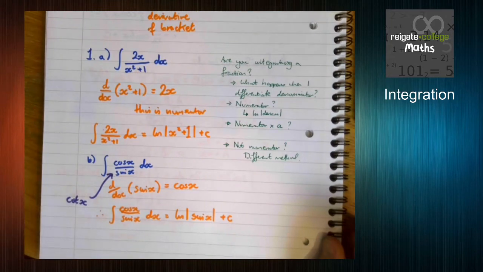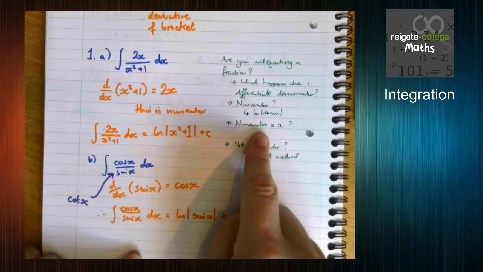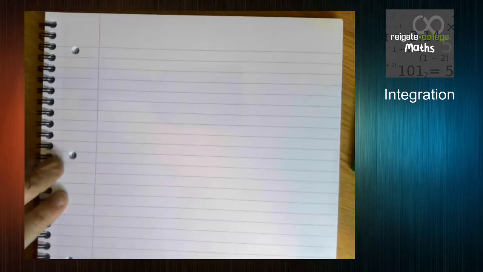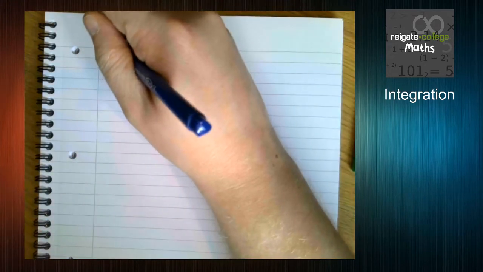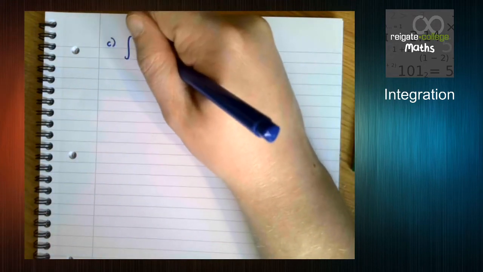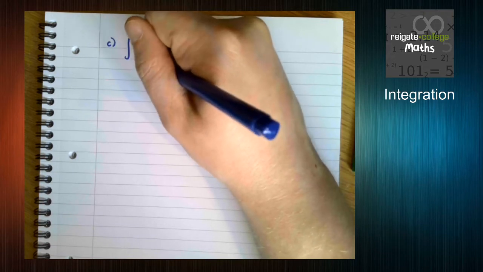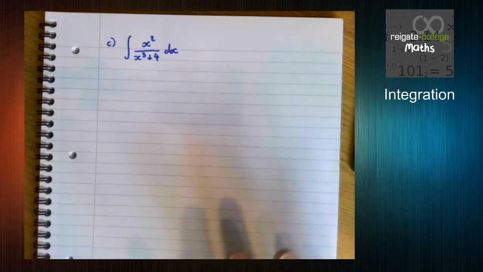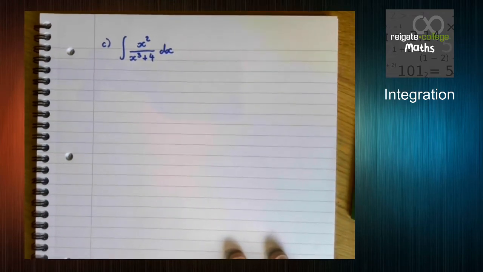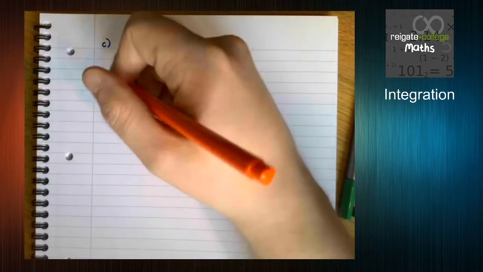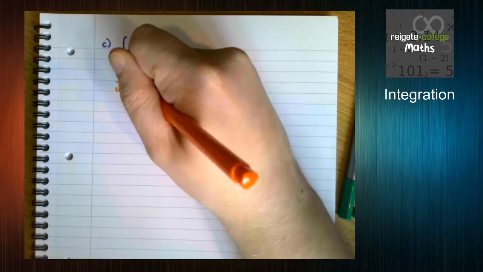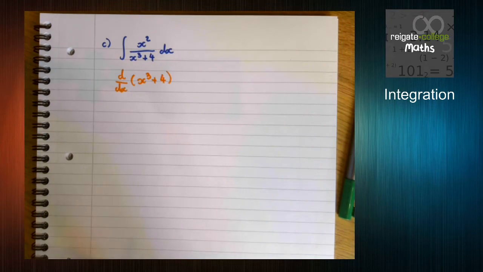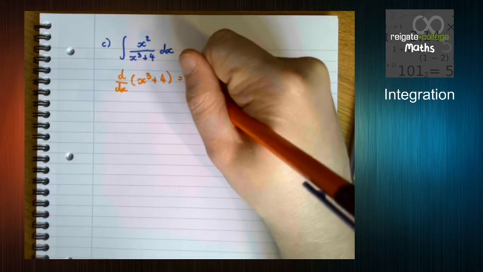But what if this doesn't work? What if we have this second option here? We get the numerator times by a number. So integrating x squared over x cubed plus 4. So let's use our checklist again. We are integrating a fraction. So what happens if we differentiate the denominator? So if we differentiate this, we get 3x squared.